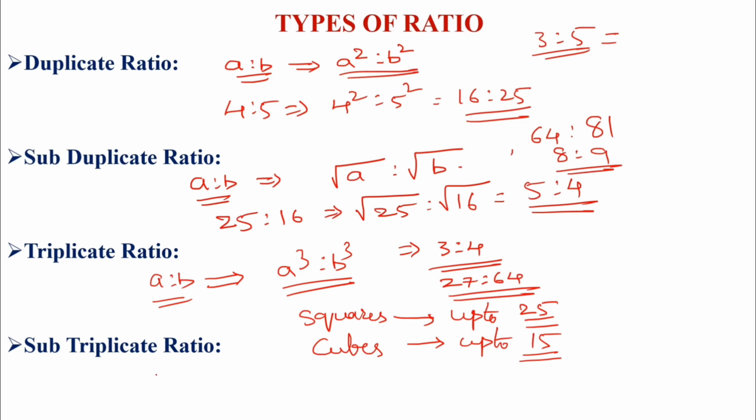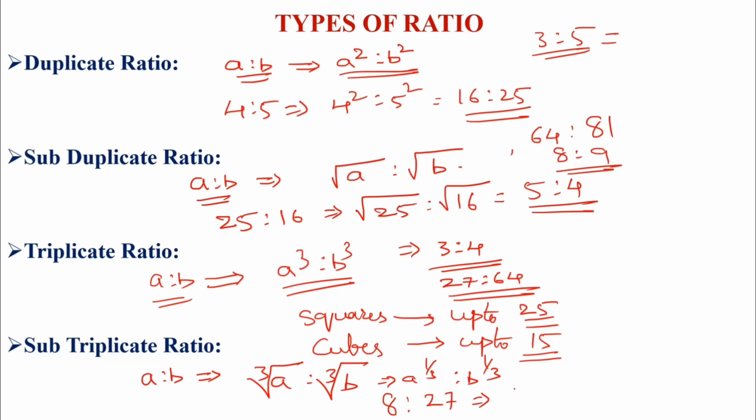Next, a subtriplicate ratio means, if A is to B is one ratio, the subtriplicate ratio means cube root of A is to cube root of B. Cube root means A to the power of 1 by 3 is to B to the power of 1 by 3. For example, if you take 8 is to 27, the subtriplicate ratio means 2 is to 3.